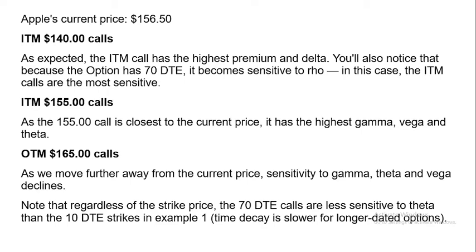In the money, $155.00 calls. As the $155.00 call is closest to the current price, it has the highest gamma, vega, and theta. Out of the money, $165.00 calls. As we move further away from the current price, sensitivity to gamma, theta, and vega declines.